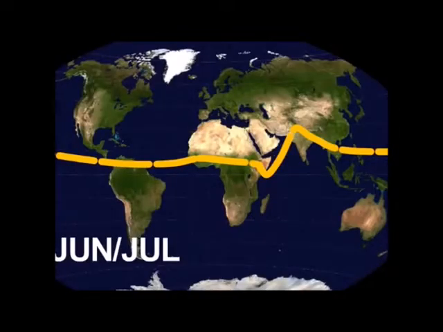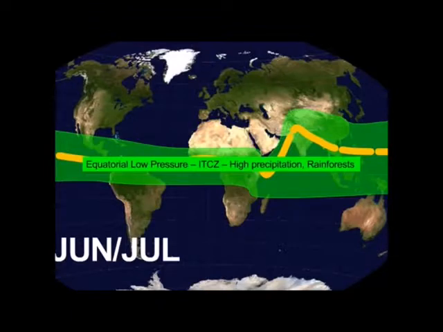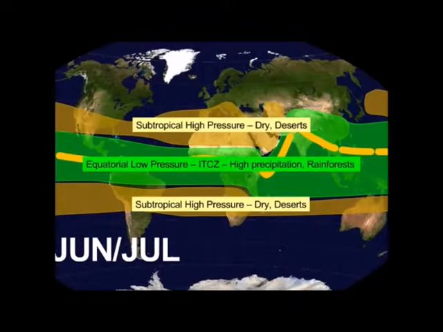Now let's look at June and July. All of this then migrates to the north. So we see a changing pattern. And so now that subtropical high-pressure zone, which was just there in Central America, has now moved and is now up there in the southern part of the United States and parts of Mexico. Whereas now the subtropical high pressure in the southern hemisphere has also moved up accordingly.